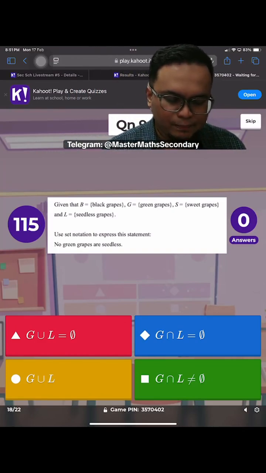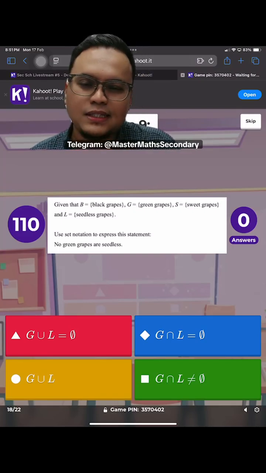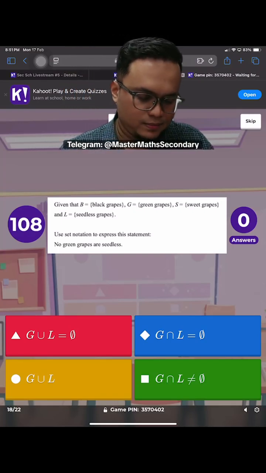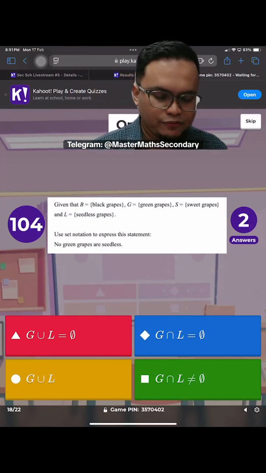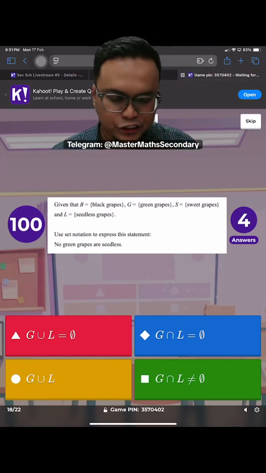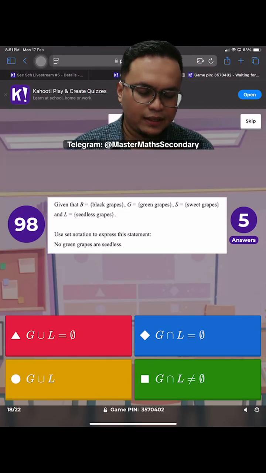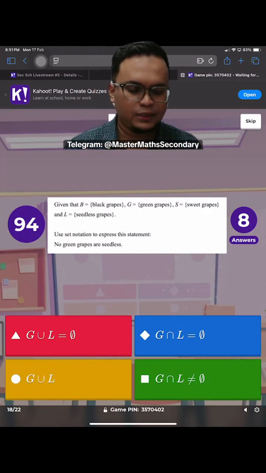Now the same thing, but you want to express this statement: no green grapes are seedless. So again, draw the two circles. Now they're talking about green grapes, right? So one for the set G, another one for the set L, because these are our two focus for this particular question.